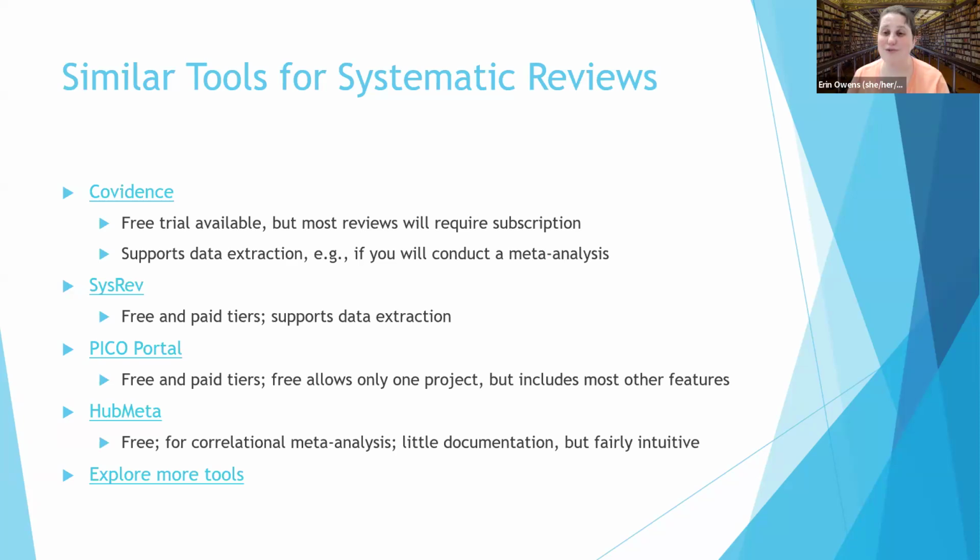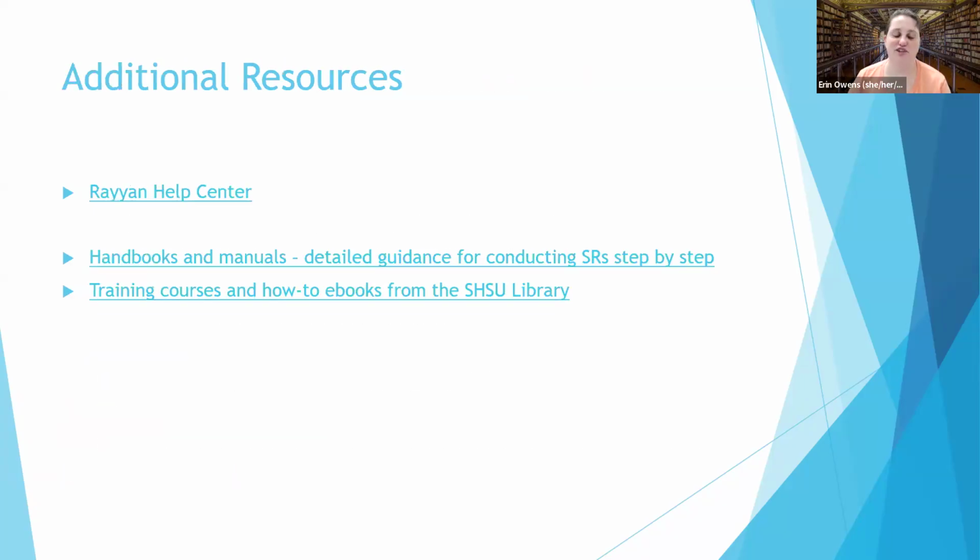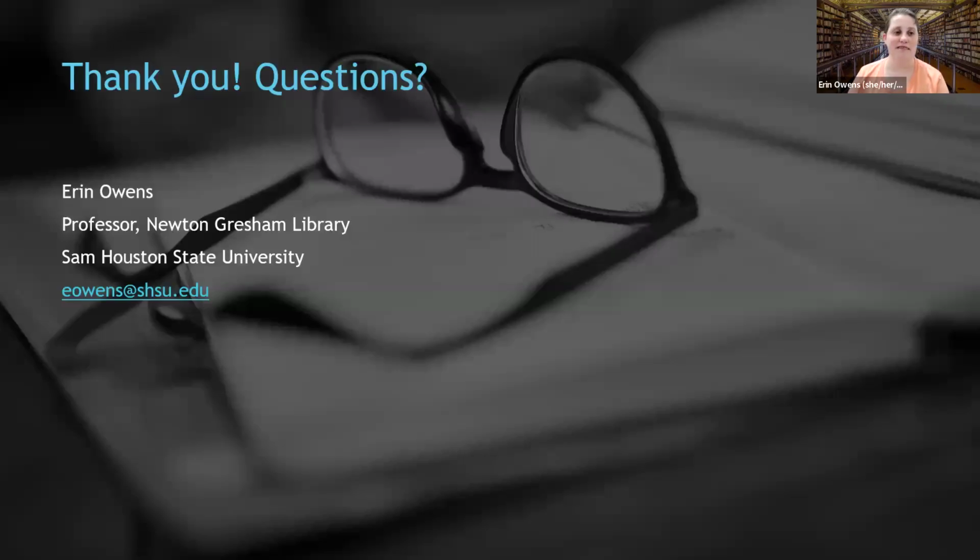So this just gives you some ideas of other things you could investigate if Rayyan maybe just doesn't quite match with what you're looking for. I've linked to a few additional resources in here that you'll be able to reference back to in the slide: the Rayyan Help Center itself, and then some handbooks and manuals that are going to give more guidance on the methodology side, on the side of actually going through the steps and processes of a systematic review. We've also got some how-to ebooks in the library that break down the systematic review process in a lot of detail.